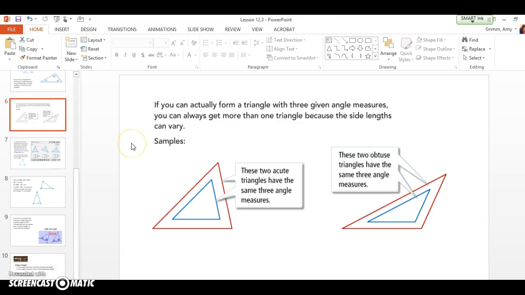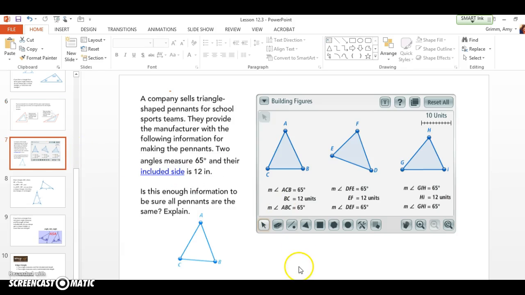Okay, so here's kind of what this is saying. These are two acute triangles. They're not unique. I can't have the same angles. Here's two obtuse. They're not unique. They're different sizes. That does not work. Okay, so that's the first one.